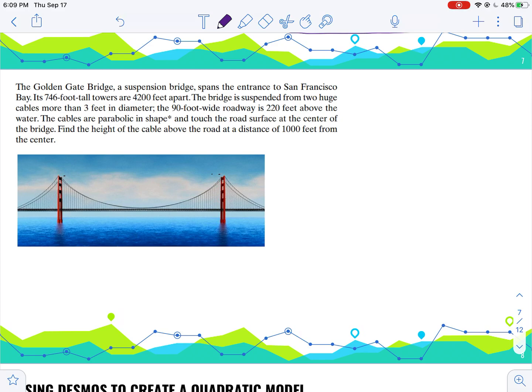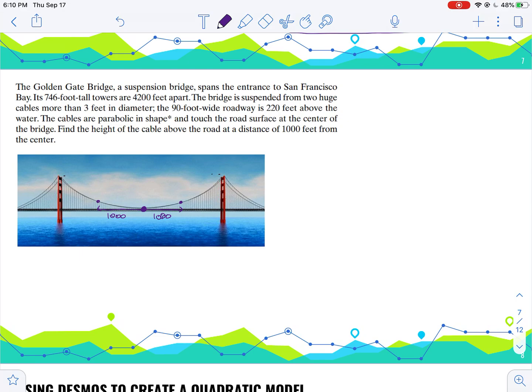The cables kind of form a parabola in shape, and they touch the road surface at the center of the bridge. So where they touch right here would be the center of the bridge. We want to find the height of the cable that's above the road at a distance of 1,000 feet from the center. So if I go out 1,000 feet in either direction, I want to know what would be the height of the cable at each of those points. So that's what I'm trying to figure out in this problem. So again, read it twice.